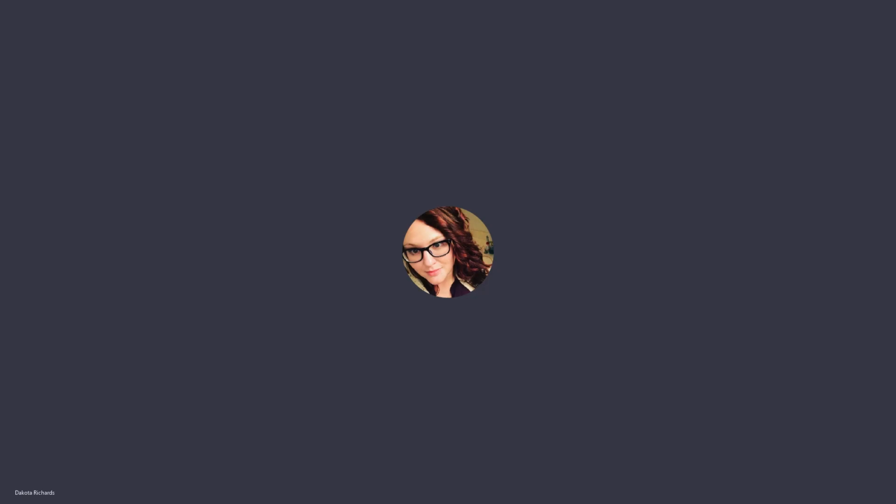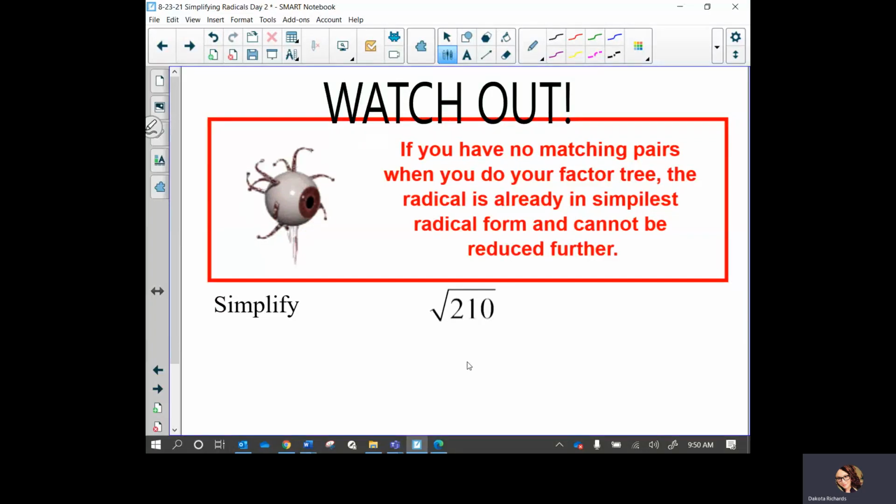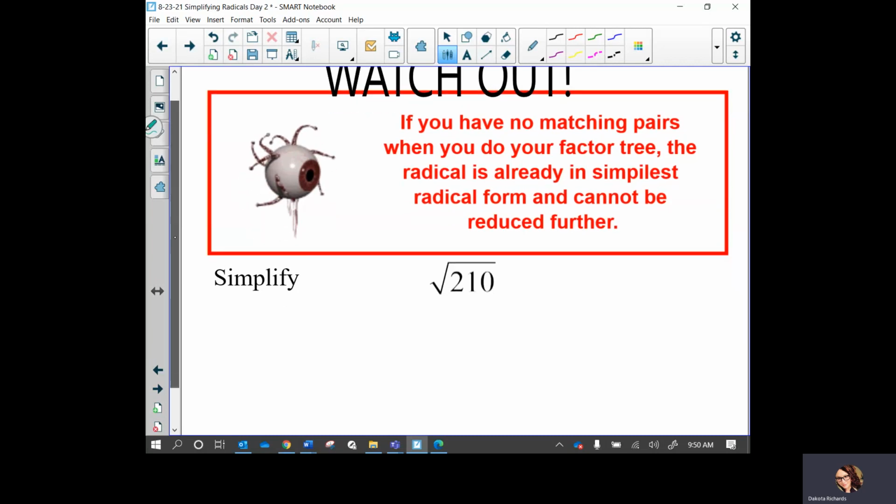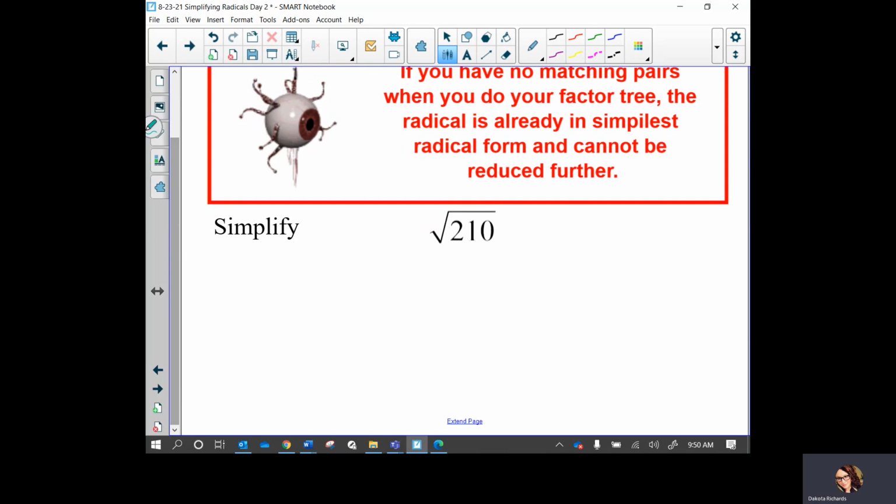3rd. We are continuing to look at simplifying radicals. So get out your notes and we'll go over these. On this first one, sometimes you have numbers that are already simplified under the radical. So let's just try this one and see where it takes us.